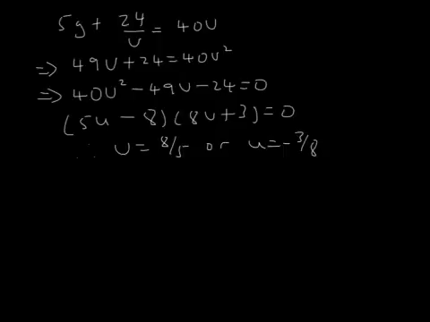Clearly u is not negative, so therefore u equals 8/5. u can't be negative because u is the speed down the slope, and so she's not cycling down the slope with a negative velocity.